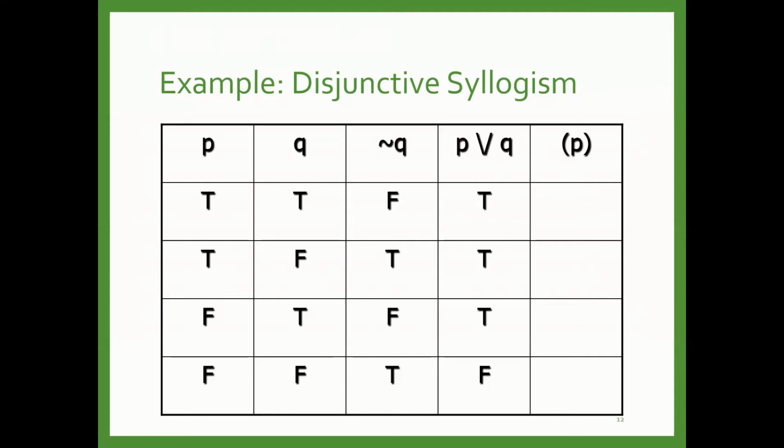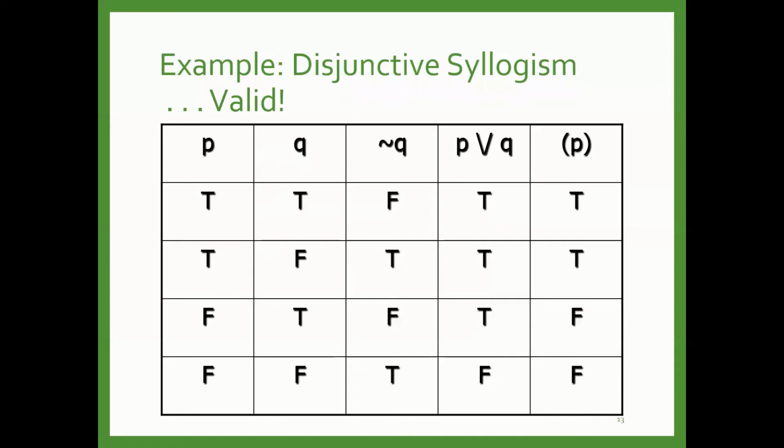Now our conclusion for this argument was simply P, and I've restated that over here. You really don't need this additional column, but just to point out that we're looking at P as the conclusion, we just repeat that first column: true, true, false, false. And in this case, it is valid.